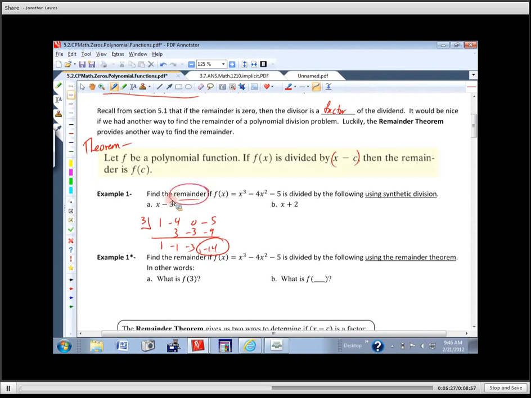Just find the remainder. So if we do this one, there's a negative 2 in the box. Again, a 1, you can just copy this list down, negative 4, 0, and negative 5. Bring down. It's a pretty quick process, right? Bring down. Multiply, add, multiply. It's going to be 12. That's a 12. That's a negative 24. So negative 29. There's the remainder. Any questions?